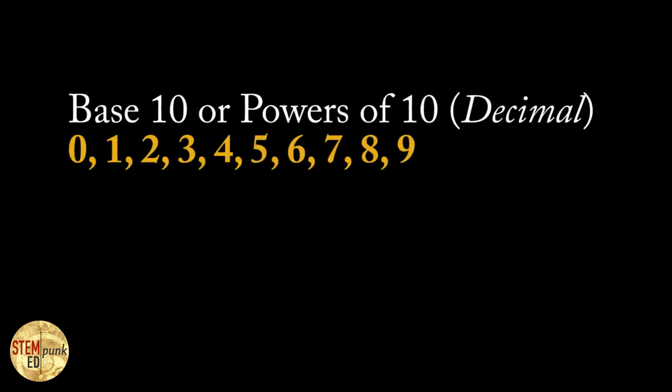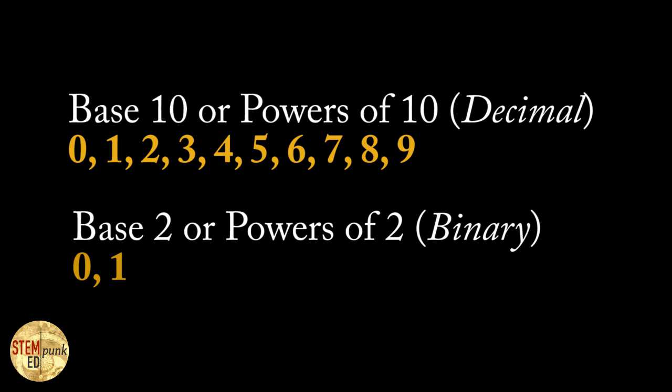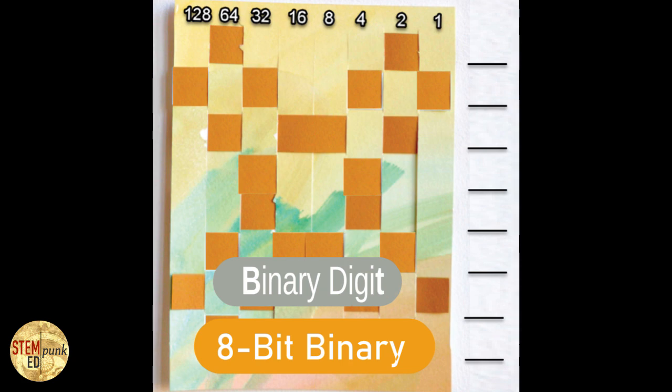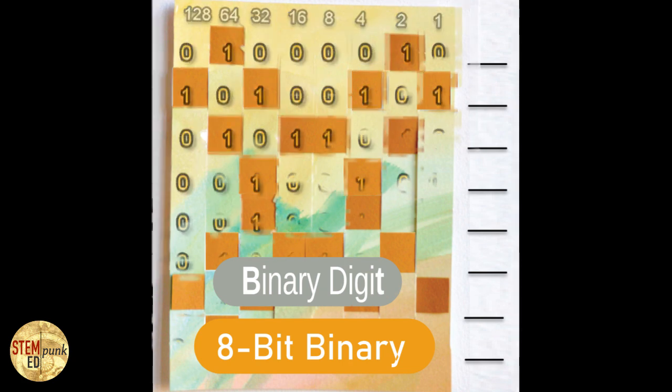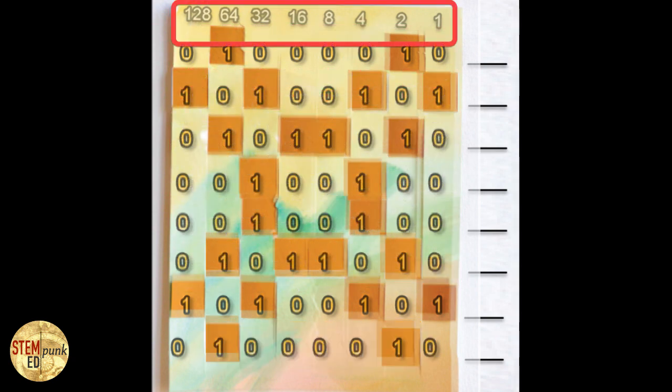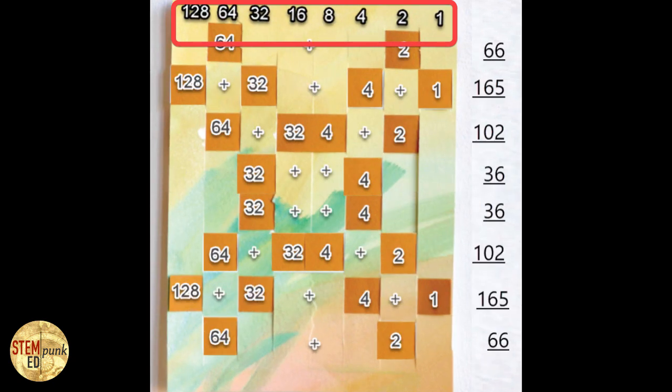Or phrased another way, to convert between base 10 or powers of 10, which we use every day in counting and math, and base 2 or powers of 2, which computers and electronics use every day to do the same and more. This is an example of 8-bit binary. Bit stands for binary digit, which means a single digit that is either a 1 or a 0. Each place value in binary is occupied by a binary digit. Across the top of the weave are the decimal equivalent powers of 2 that correspond to binary numbers, and that allow us to convert between binary and decimal, but we'll get into that more soon.